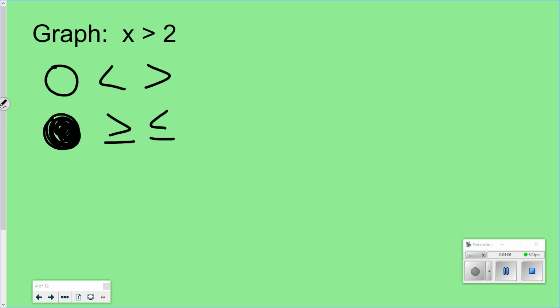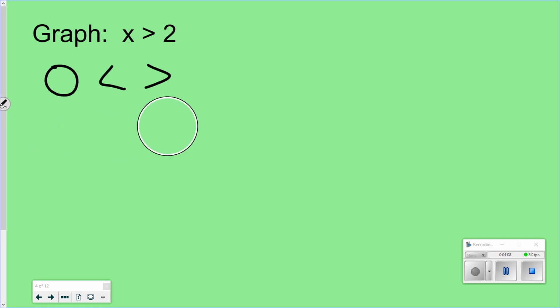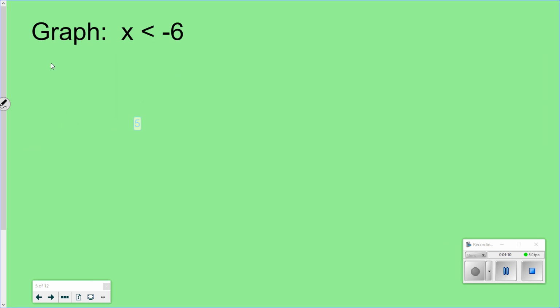I don't know which sign goes with what dot. If you get it in your notebook, you'll understand. Okay, so I'm going to go back to this. x is greater than 2.